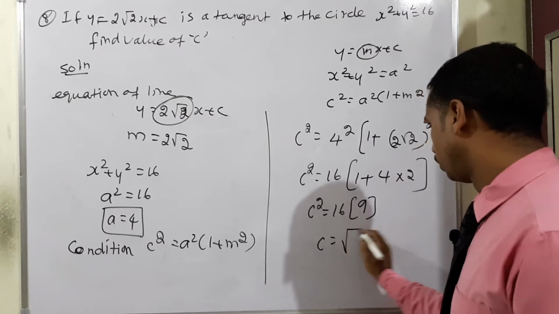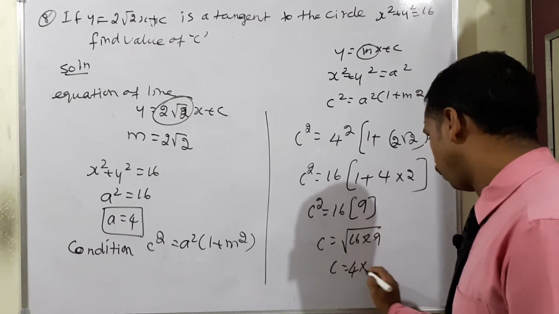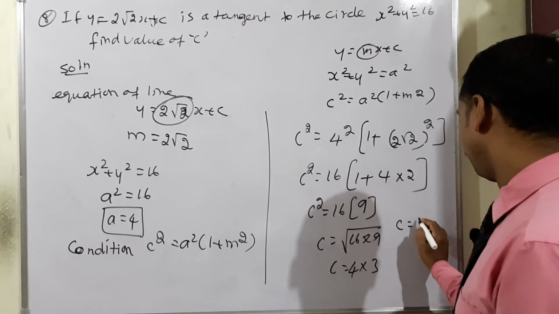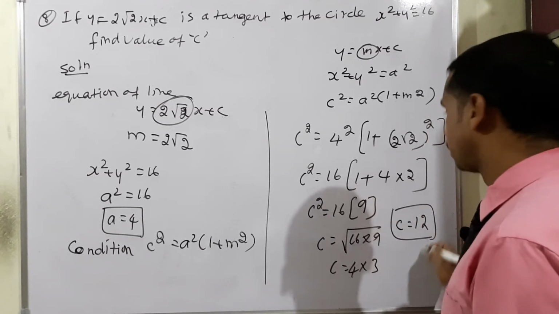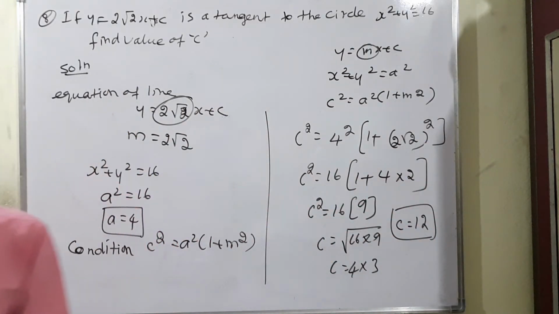Therefore, c is equal to square root of 16 into 9, which we can write as c is equal to 4 into 3. Therefore, the value will be c is equal to 12. This is the answer for question number 8. Okay, I will continue with the next question.